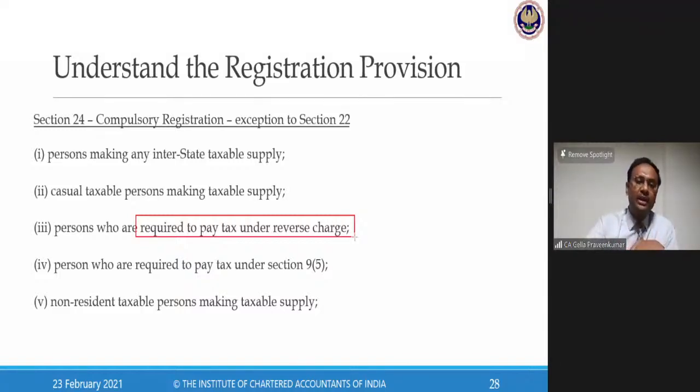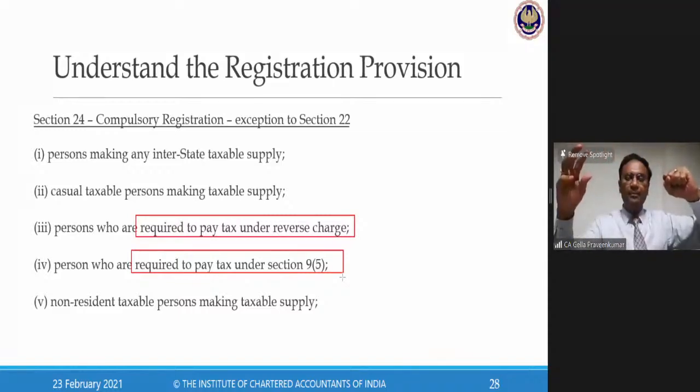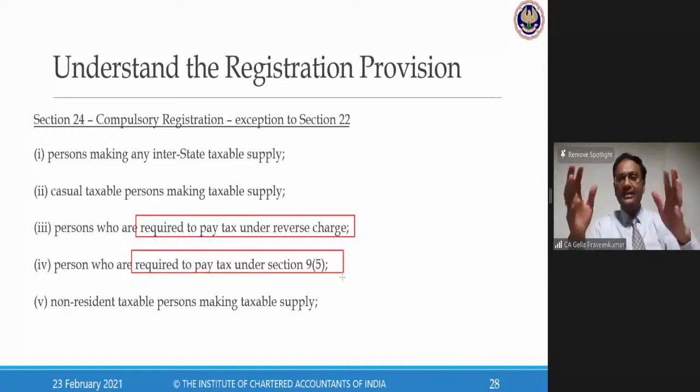Persons who are required to pay tax under 9(5). Now, this provision is more precisely from an Ola Uber point of view. Now, if you recollect 9(5), they have given a list of services. The list of services are provided through an e-commerce operator. Like the example of Uber or Ola, the moment I book an Ola auto, I get into the auto.